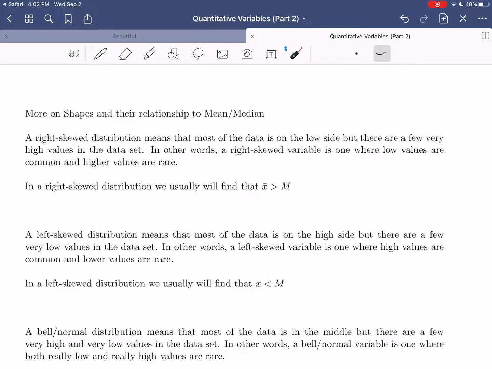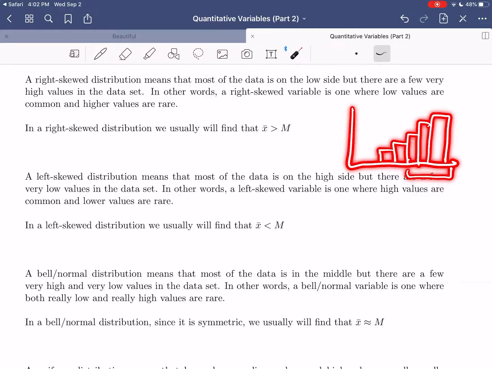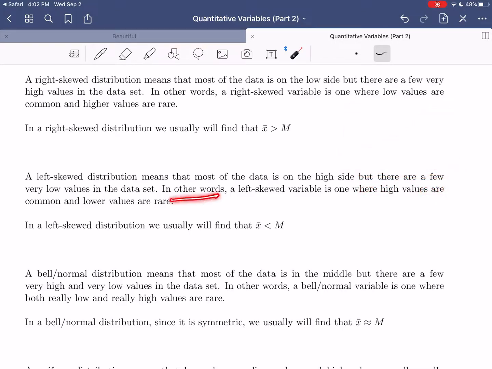The exact reverse is true if we're talking about a left skewed distribution. A left skewed distribution means that most of the data is on the high side, but there are a few very low values in your data set. Visually, left skewed means that you have some very tall bars over here, that's high values of your data, and then you have some very small ones over here, that's for lower values. So a left skewed variable is one where the high values are very common and low values are rarer. Because there are going to be some very extreme low values in a left skewed data set, we expect that in a left skewed distribution, the mean is less than the median.